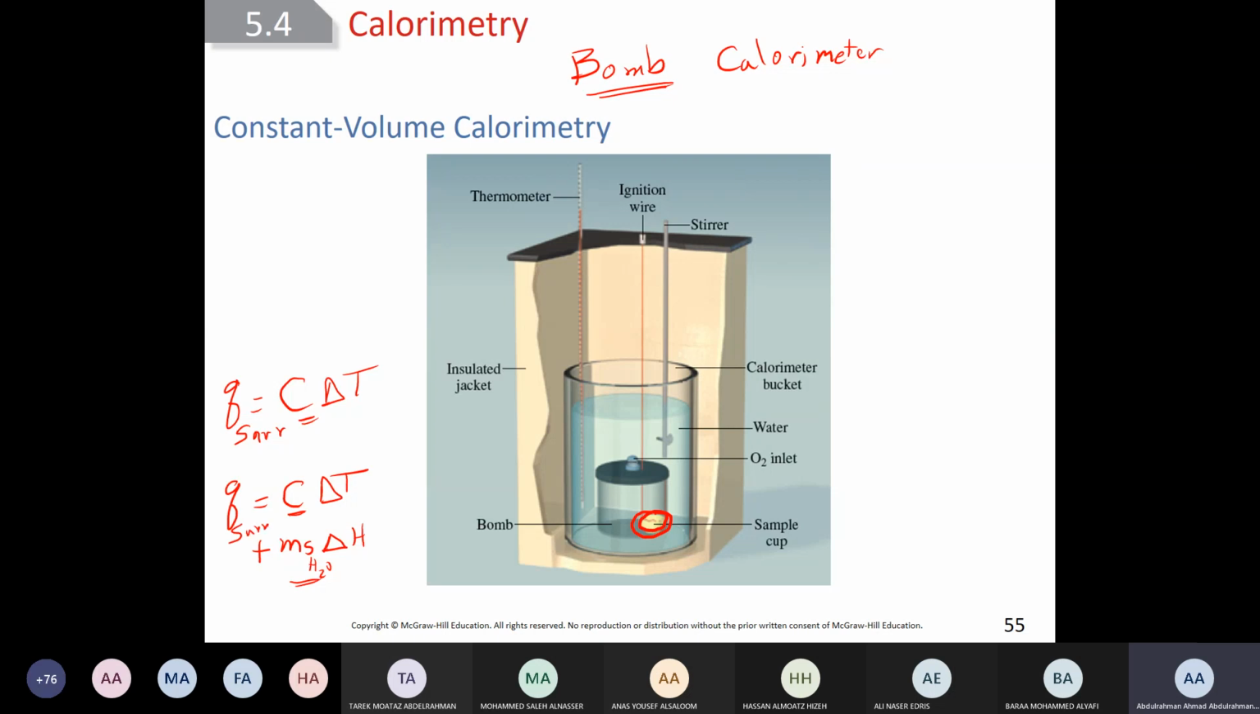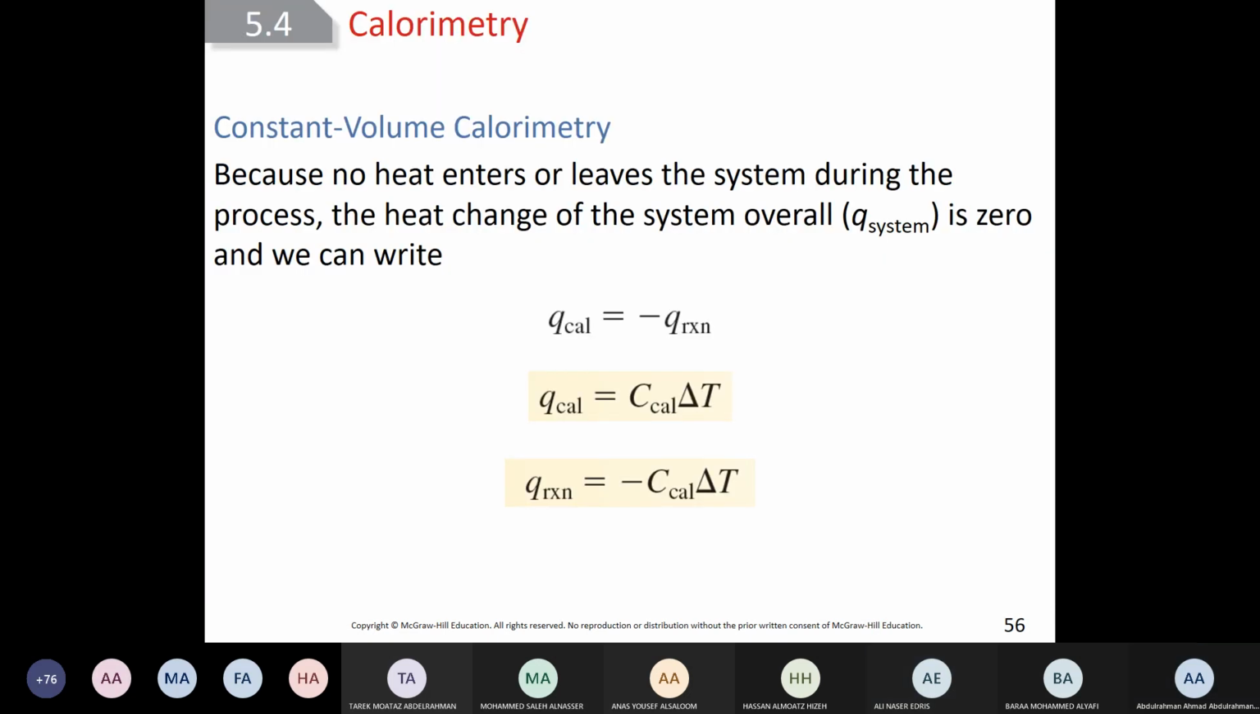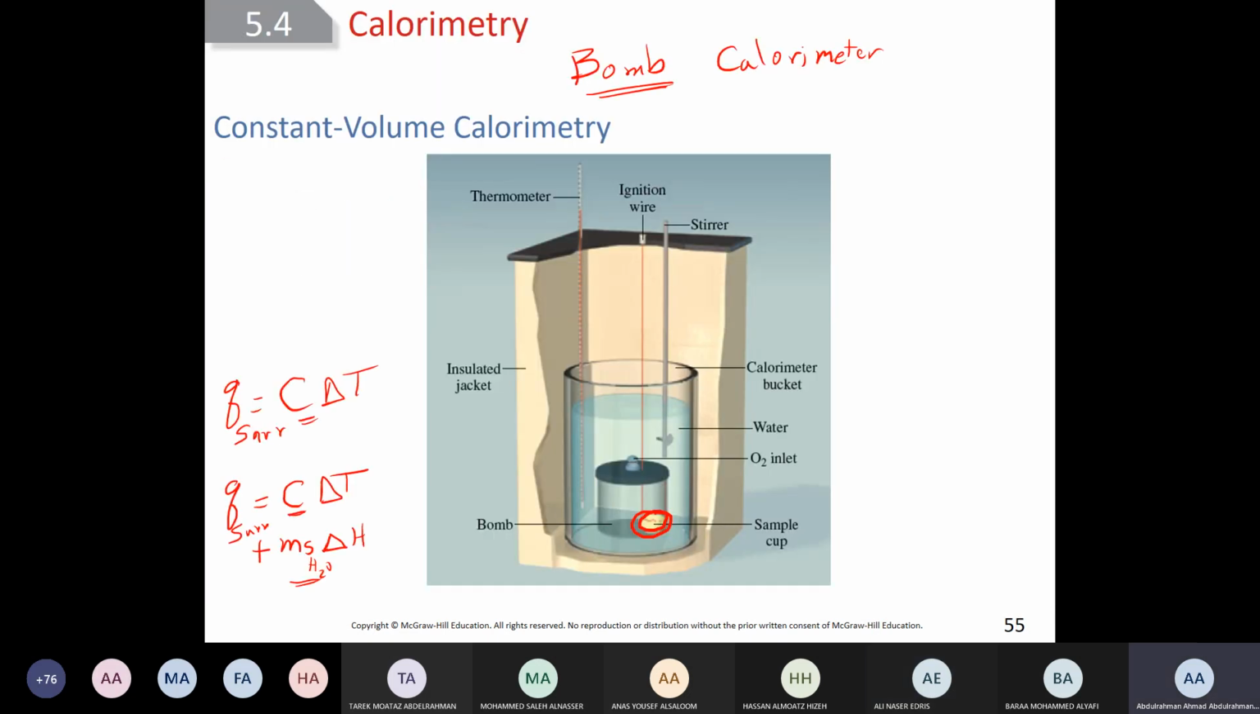Is this clear? Okay, good. Doctor, in the second case, we add them, right? In the second case, yes, we add them, of course. C delta T plus m s delta T.